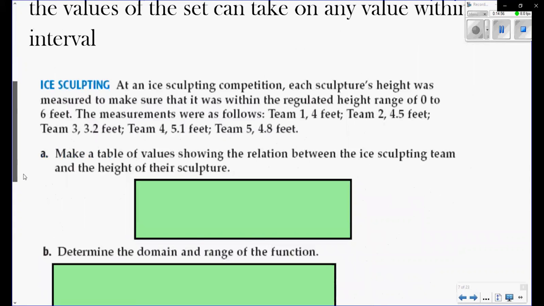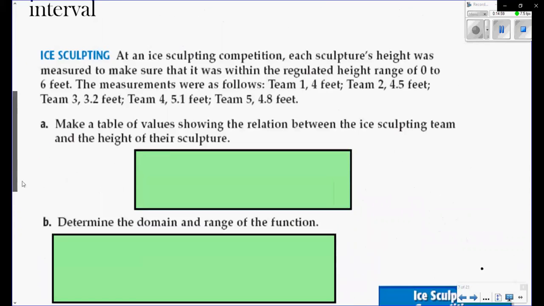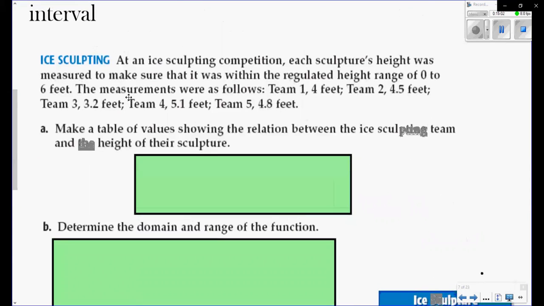Right, so we have an example, and this is dealing with ice sculpting. There's a competition, and the sculpture's height was measured to make sure that it was within the regulated height range of 0 to 6 feet. So they took measurements of 5 teams. They have the different height ranges.